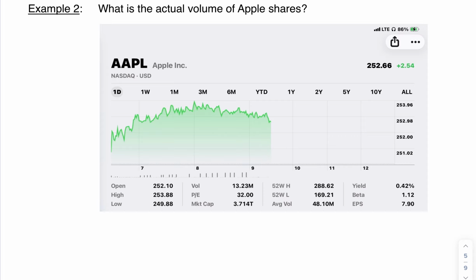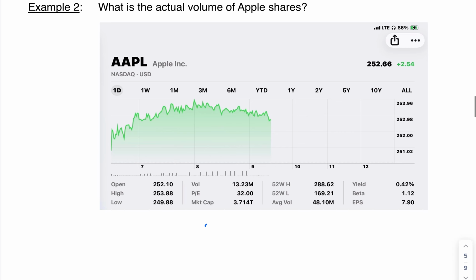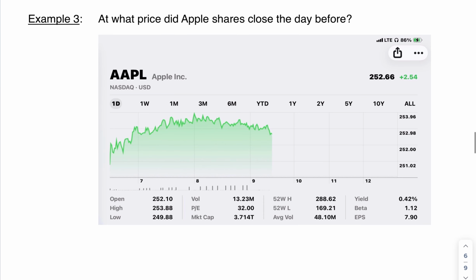Same graph, but now we're looking at different things. We're looking for the actual volume of Apple shares. So the volume is indicated right here, 13.23 M. That means that there are 13.23 million shares that were trading at this time. Okay, all right, now example 3, again looking at the same chart.